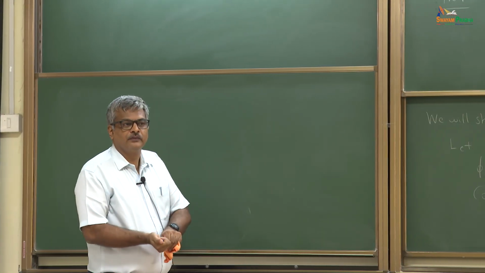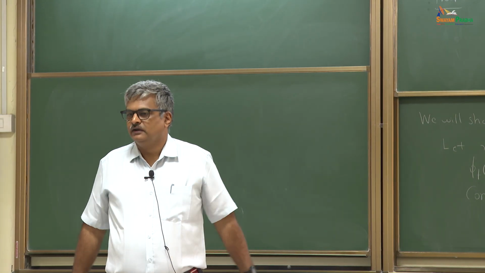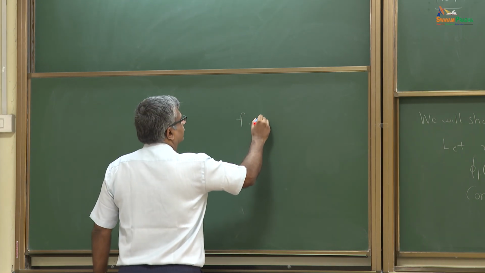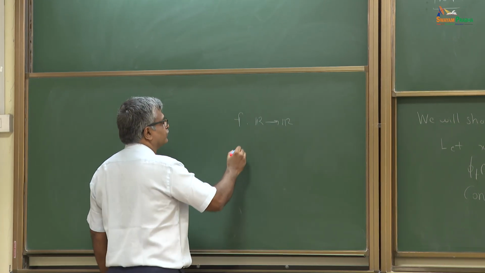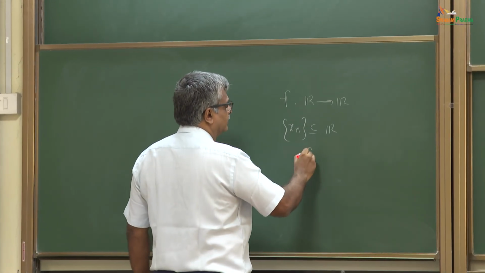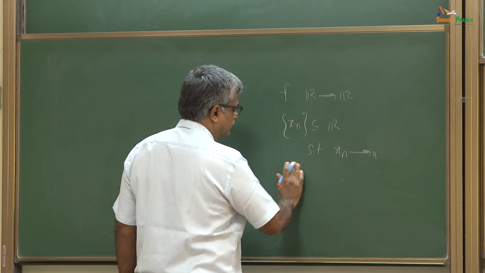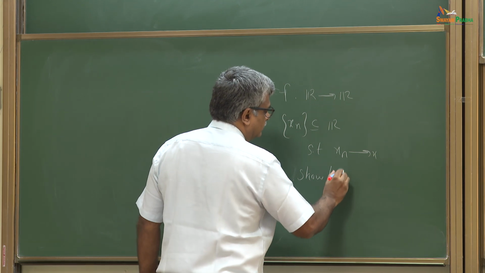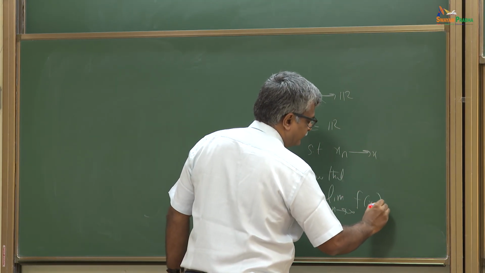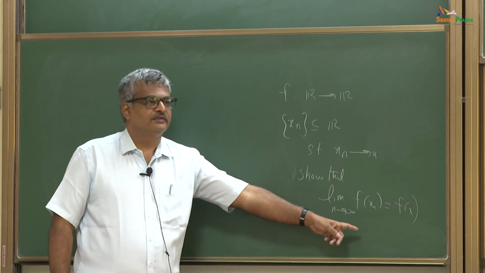How do you show continuity of a map? Either you use the epsilon delta definition or you take a sequence. So if you want to show a function, say from R to R, is continuous, you take a sequence in R such that xn converges to x. Then show that f(xn) converges to f(x). That will prove that f is continuous.